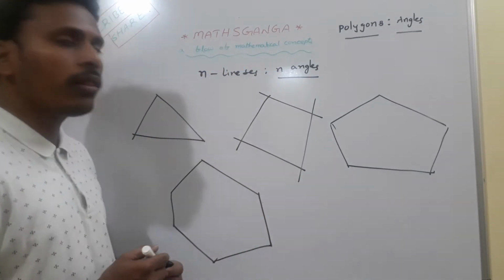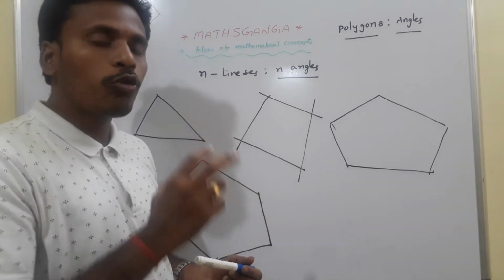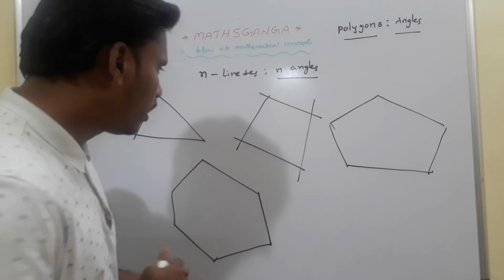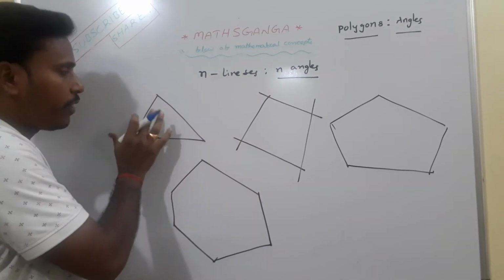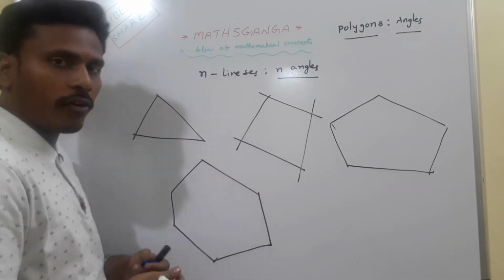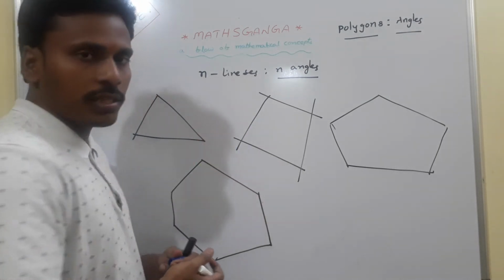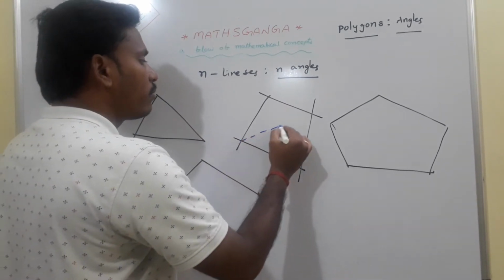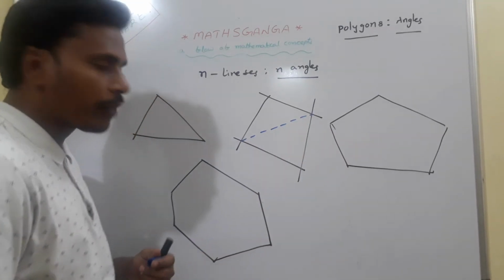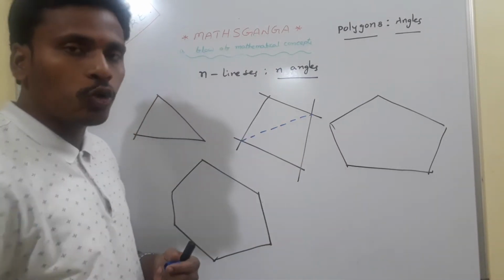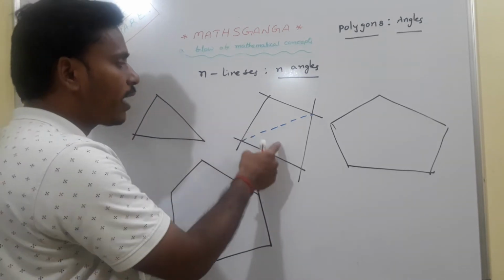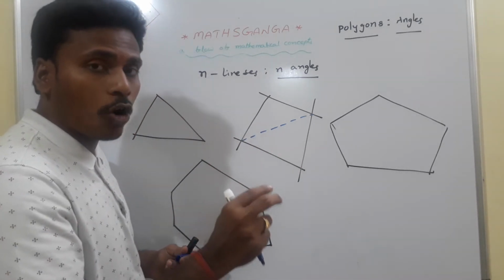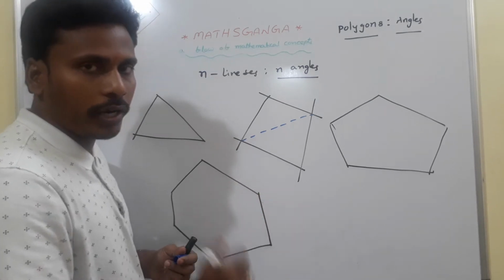If you observe all these polygons, I am going to frame disjoint triangles in them. In this polygon of three sides, there is only one triangle. Coming to the polygon with four sides, if I draw this line, which we call a diagonal, it divides the quadrilateral into two triangles, and these two triangles won't have any common area. The triangles which don't have a common area are called disjoint triangles.